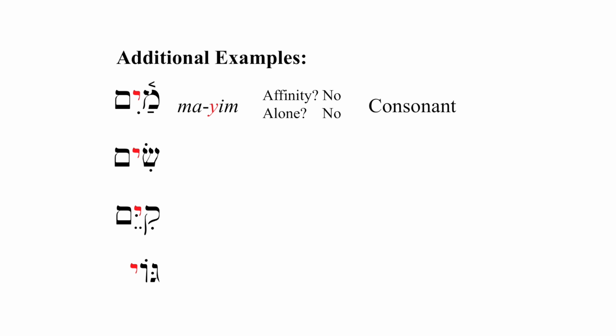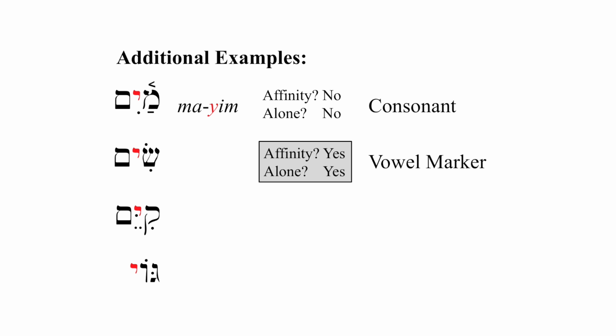In the second example, sin, I, yod, final mem, we find that the yod does have affinity with the I, E. We also notice that the yod has no vowel notation of its own. It has to be a vowel marker. So I pronounce this word seem.